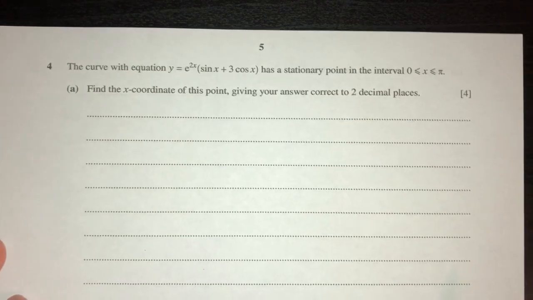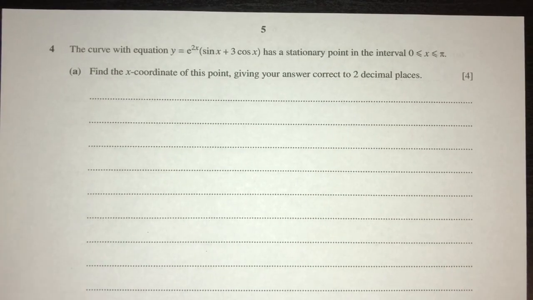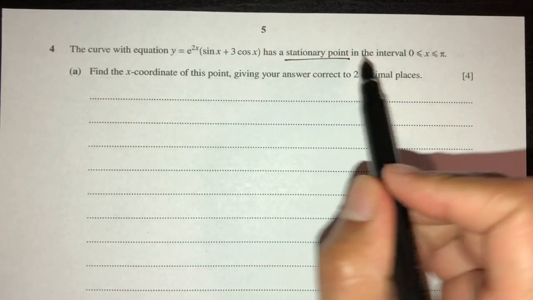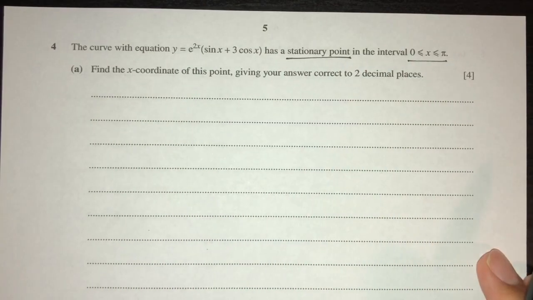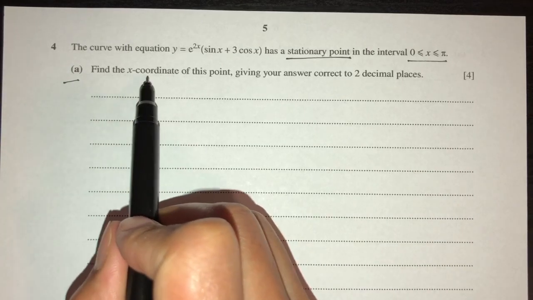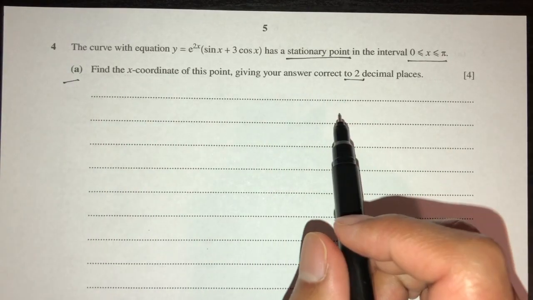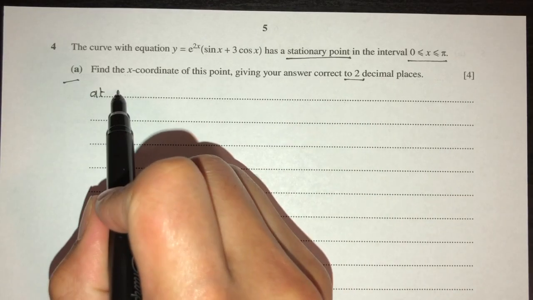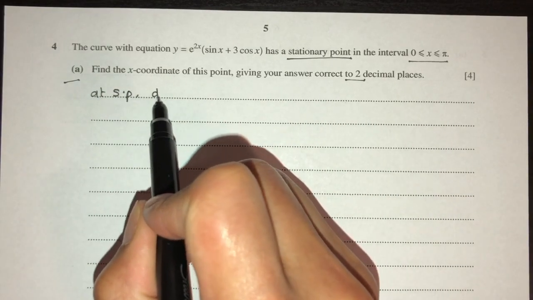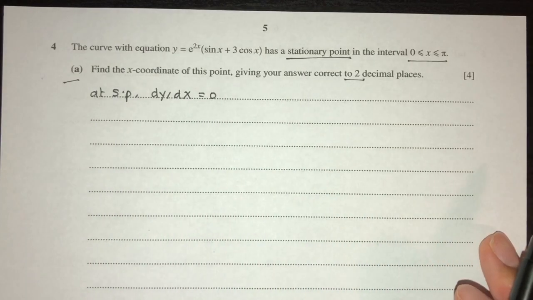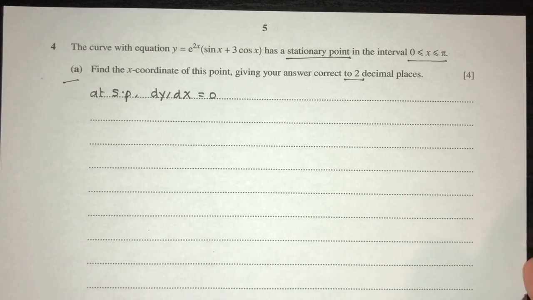Now let's move on to question number 4. So we have a curve with the equation y has a stationary point in this interval. Now part 1 is find the x-coordinate of this point, giving your answer to 2 decimal place. So as you guys must know by now, at stationary point, dy by dx is equal to 0. So you have to first find dy by dx.